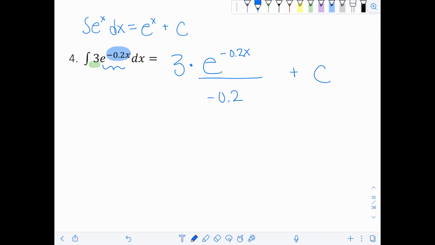So here, if you wanted to, you could plug into your calculator 3 divided by 0.2, and that's going to give you 15. And it's going to be a negative 15 because that was negative 0.2. So it's negative 15 e to the negative 0.2x plus c, and that's the final answer. That's our integral.